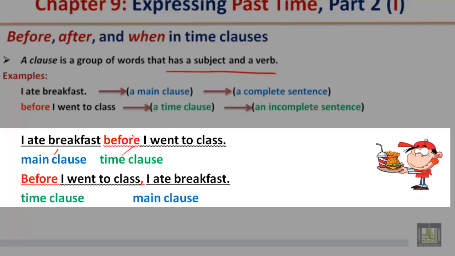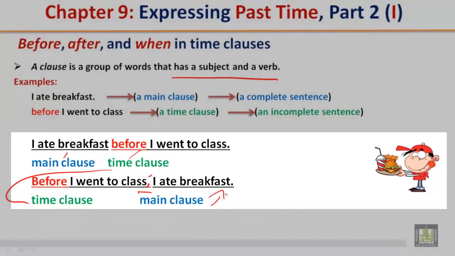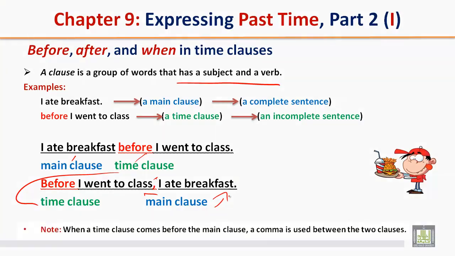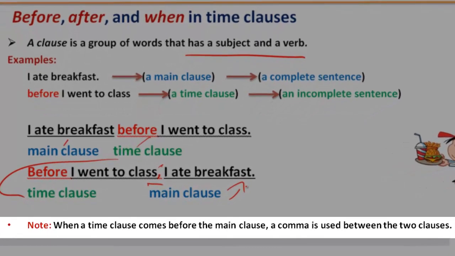Before I went to class, comma, I ate breakfast. Use the comma when the time clause goes in the first position of the sentence, and the main clause is at the end. Note, when a time clause comes before the main clause, a comma is used between the two clauses.